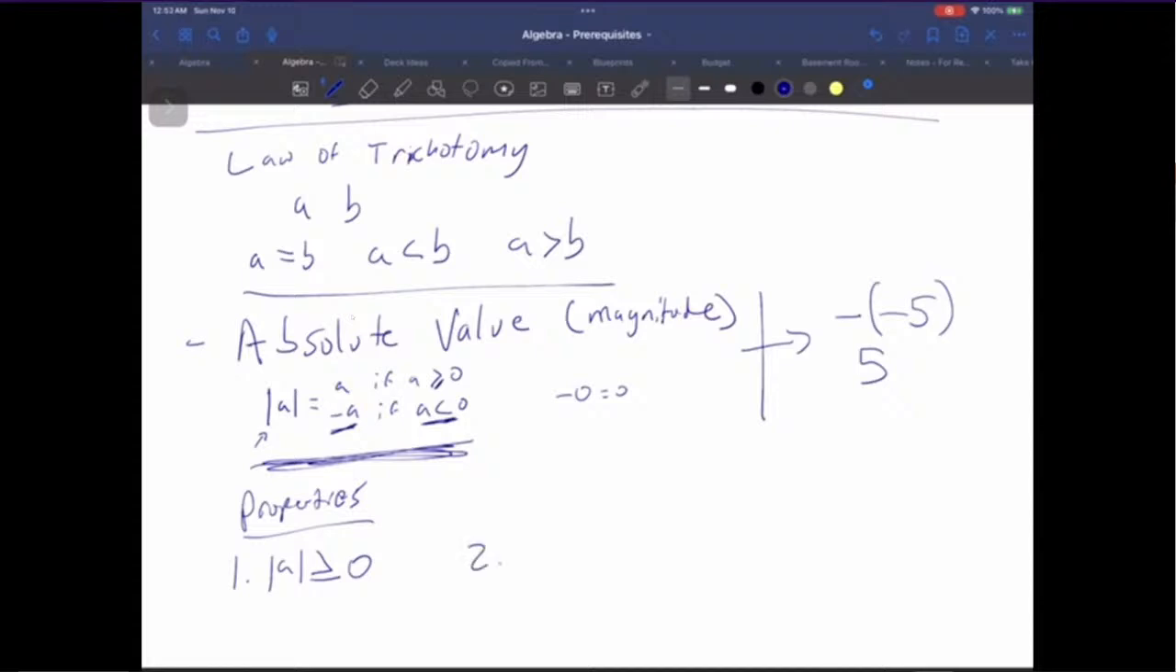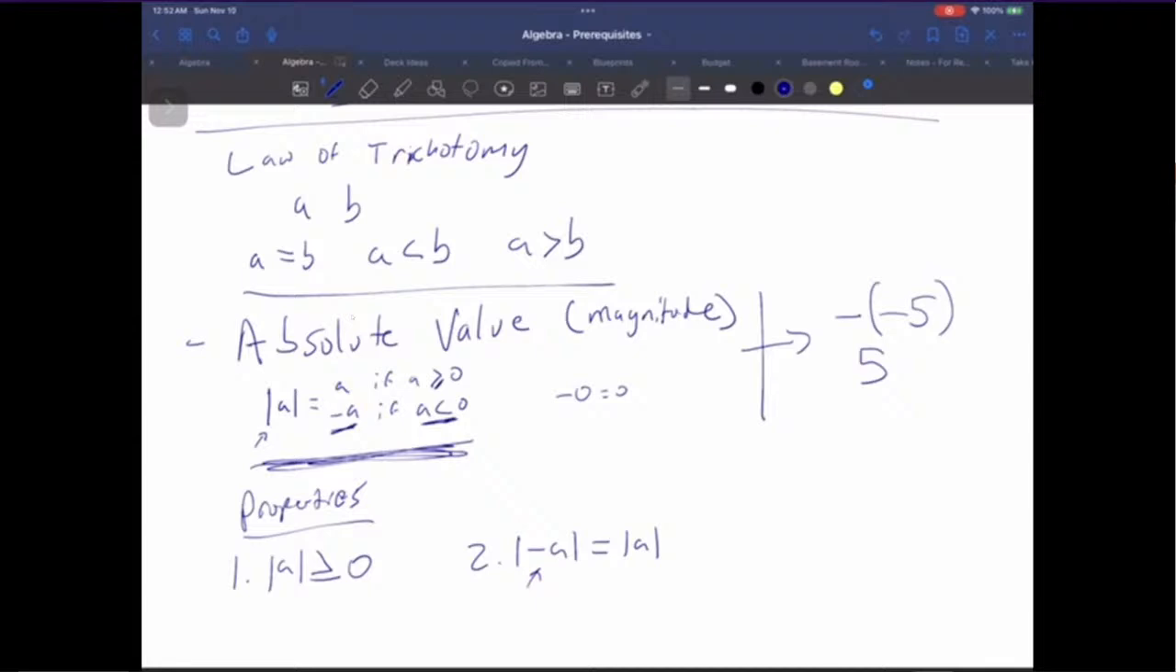2. The absolute value of negative A is the same thing as the absolute value of A. So if you have a negative sign in an absolute value expression, you can just eliminate it, because it's always going to end up positive. So no matter what you do, you can take negative numbers outside of absolute values by just getting rid of them. They don't pop out of the absolute value sign or anything like that.